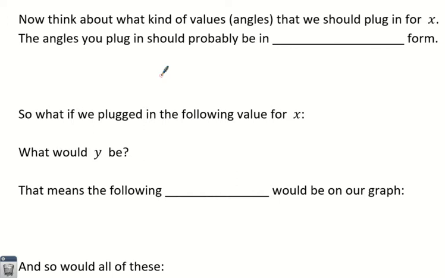Now, for a second, let's think about what kind of values we're going to plug in for x. Because remember, we're going to make a table of values, and oftentimes you have to pick values to plug in for x and get all the corresponding y values. So what kind of values are we going to plug in for x? Now remember, sine of x, the sine of what? We're going to be plugging in basically angles. So I guess what I'm saying is, should we be plugging x values in degree form or radian form?